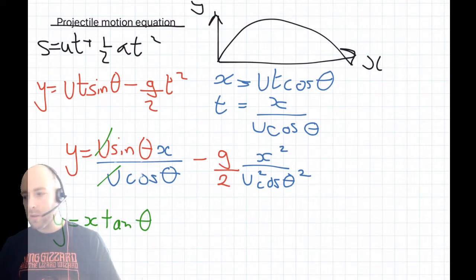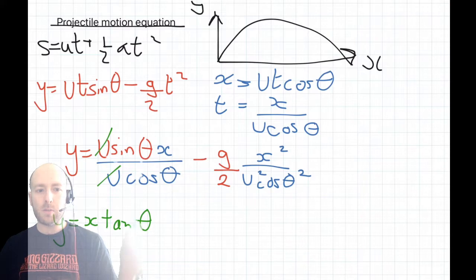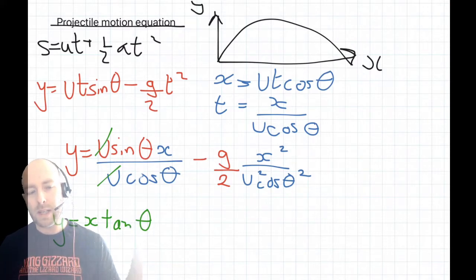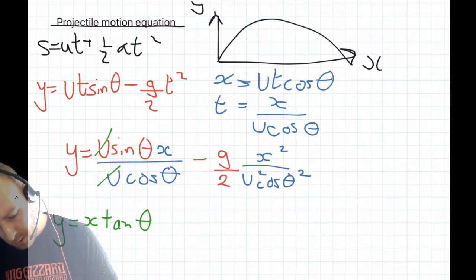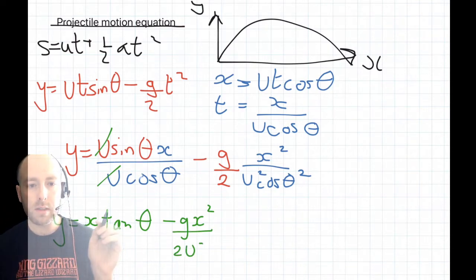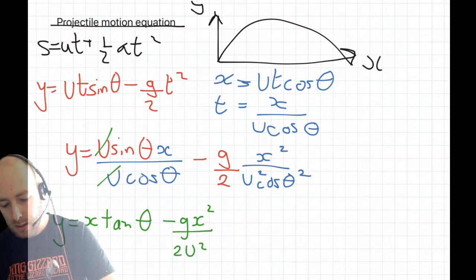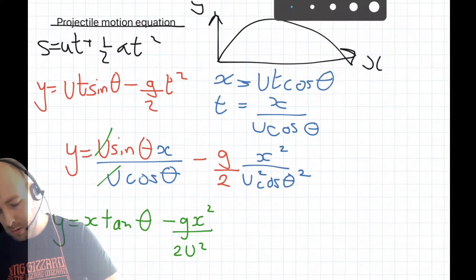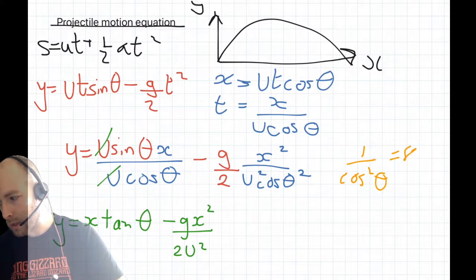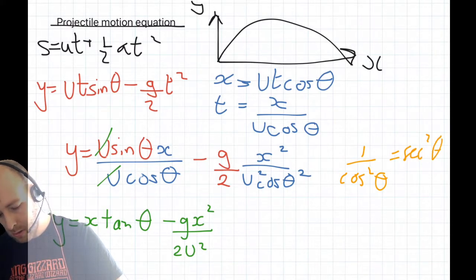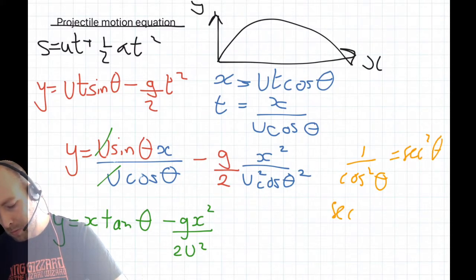Not much cancels on the other one, but we can put everything in terms of tan. Because we got one tan, we may as well make it all tan so we don't have to reach for multiple trig functions. So we say minus g x squared over 2u squared. So cos squared, let's say this over here, 1 over cos squared is sec squared, and sec squared is 1 minus tan squared.